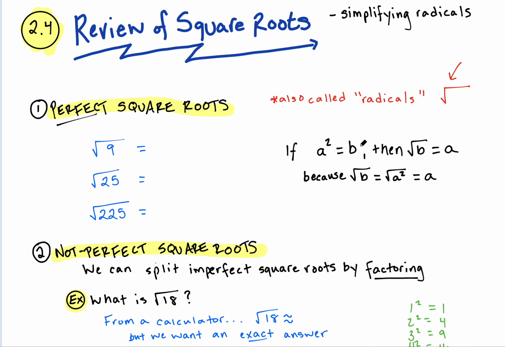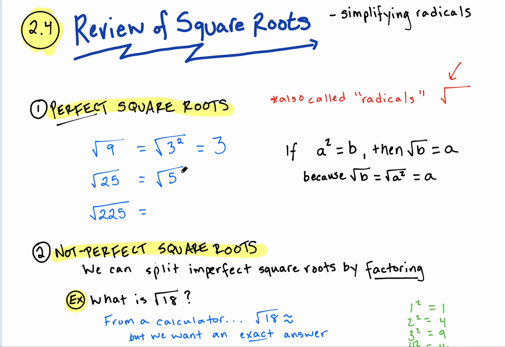A square root is essentially this: if a squared equals b, then the square root of b equals a. Our reasoning is here. The square root of b would be the same thing as the square root of a squared, and the radical and the square kind of cancel out, is how we think about it. You're very familiar with this from previous years, but I'll do 3 quick examples. The square root of 9 is the same thing as the square root of 3 squared, because 3 times 3 is 9. So the square root of 9 is 3.